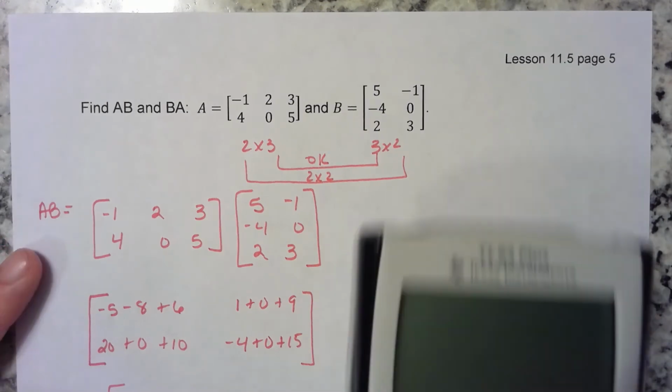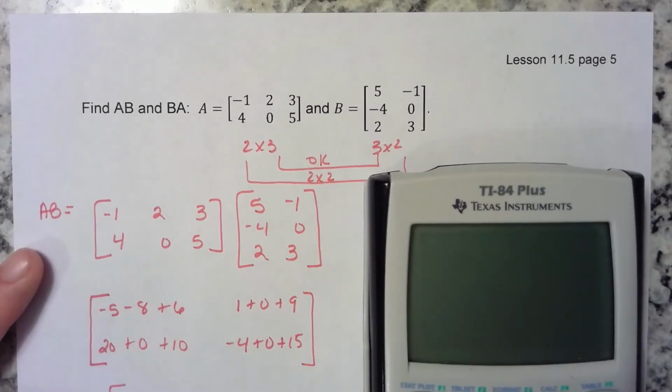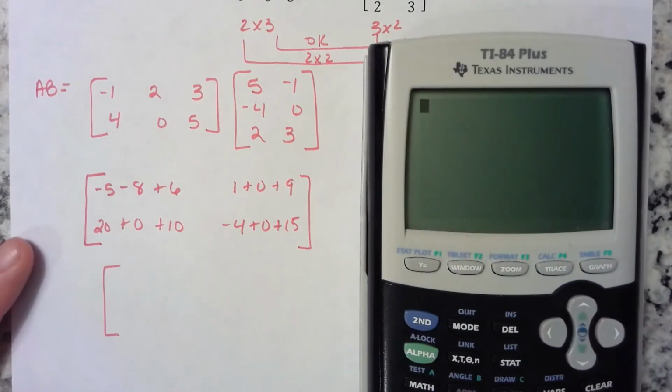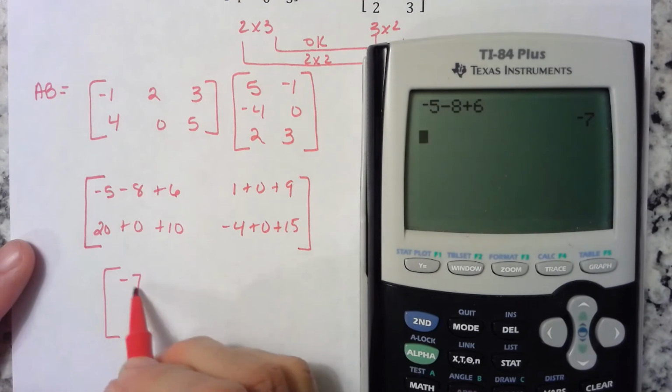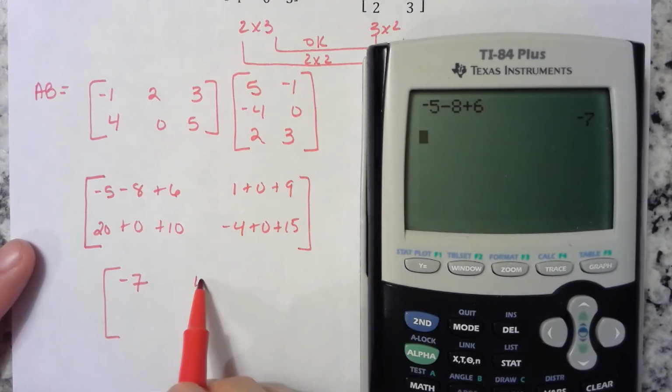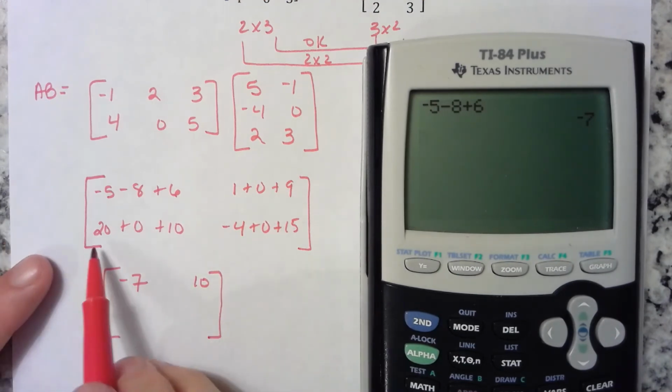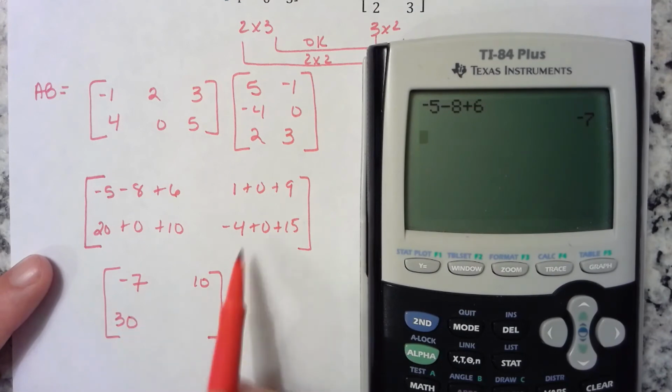You can use your calculator if you like. Just make it a little bit easier for us. Negative 5 minus 8 plus 6 is going to be a negative 7. 1 plus 9 is 10. 20 plus 10 is 30. Negative 4 plus 15 is 11.